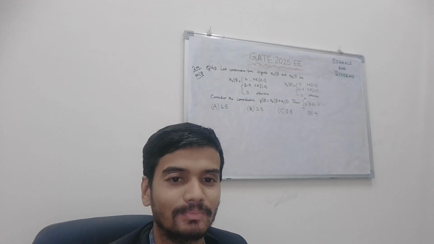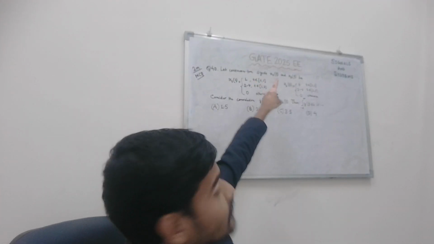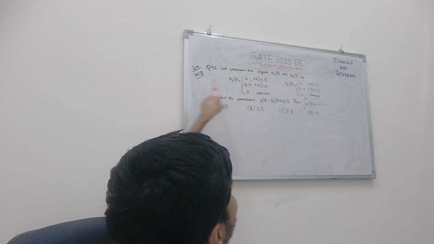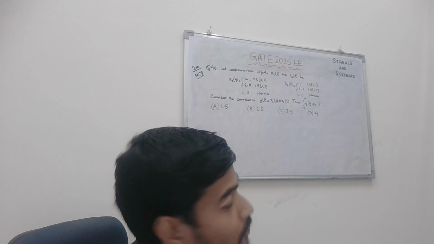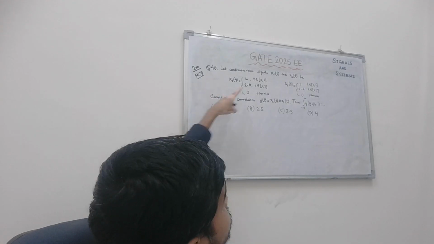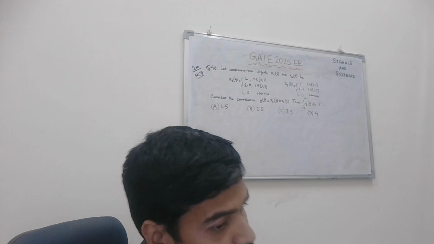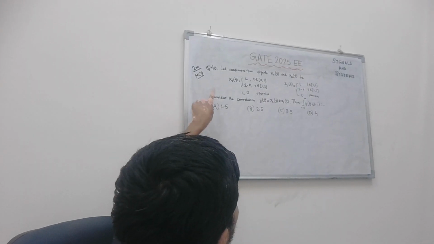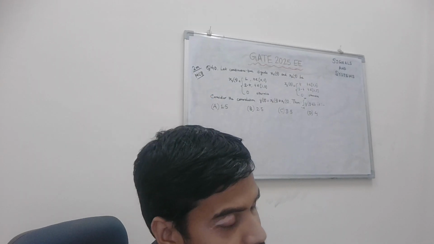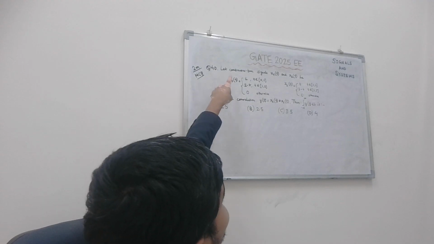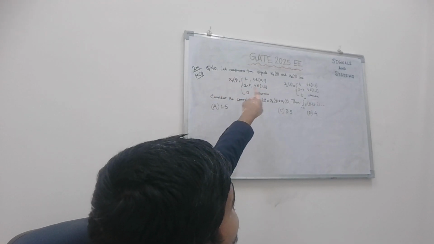So hello viewers, moving on to the next question in the series of GATE 2025 electrical engineering solutions from subject Signals and Systems. Let's move on to the next question. Question number 40 in the master question paper GATE 2025 electrical engineering from subject Signal Systems of 2 marks MCQ type. And the question is given as, let continuous time signals x1(t) and x2(t) be.